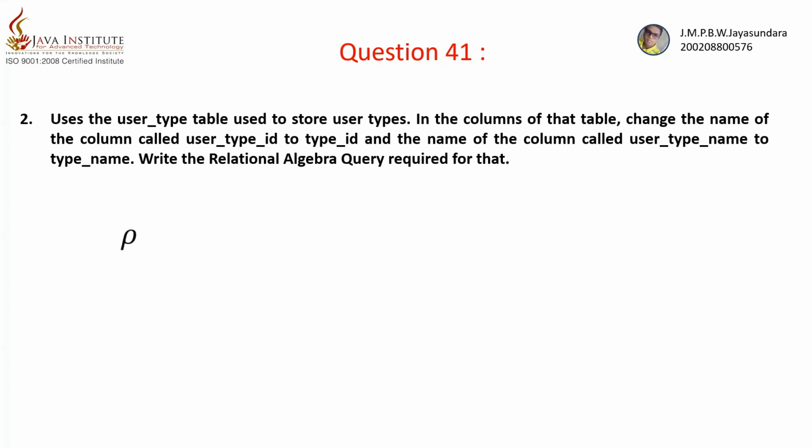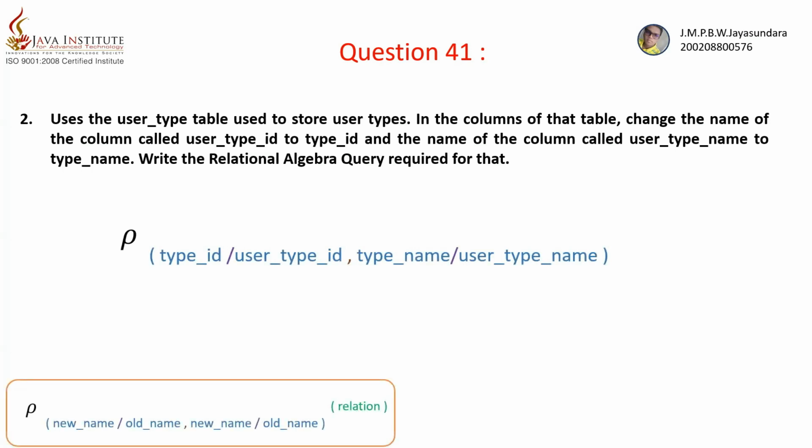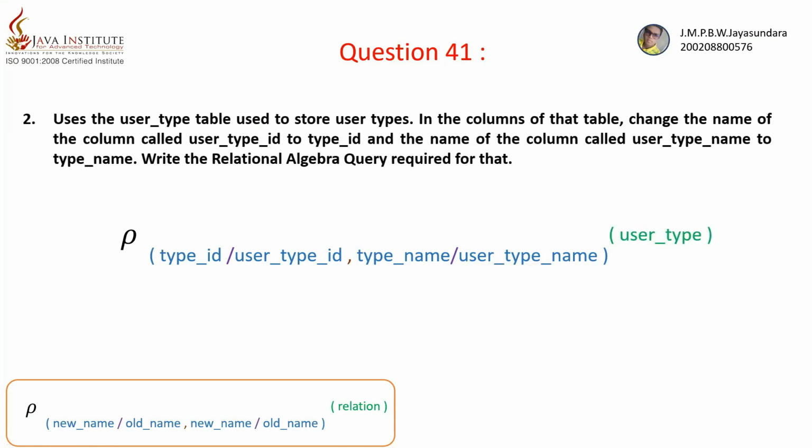First we need to use rho, after that the new names and old names. Here type ID is the new name and then user type ID is the old name. We separate them using the slash. So this is our new column name and this is our old column name, and we have used a comma because we are changing more than one, and then again here is the new name and this is the old name. After that we have to mention the table. In this case the table is user type.